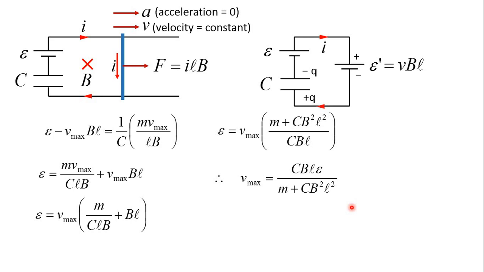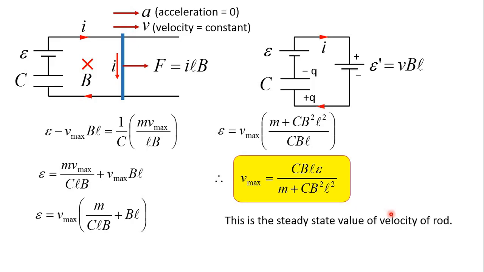Did you check in the beginning? Did you try it by yourself? And you see, this is the answer that we are getting. I think option B was the answer option given here. So this is the answer. This is the steady state value of the velocity of the rod.